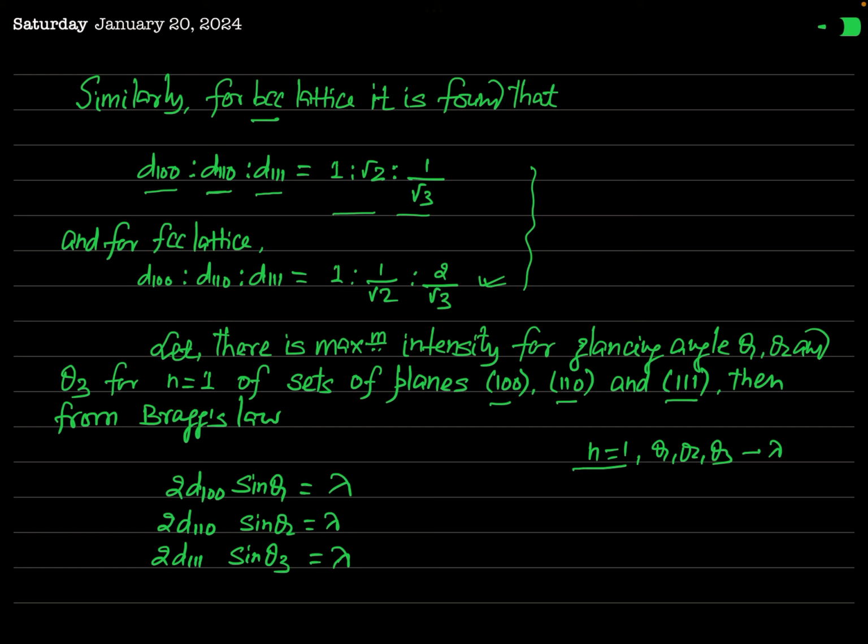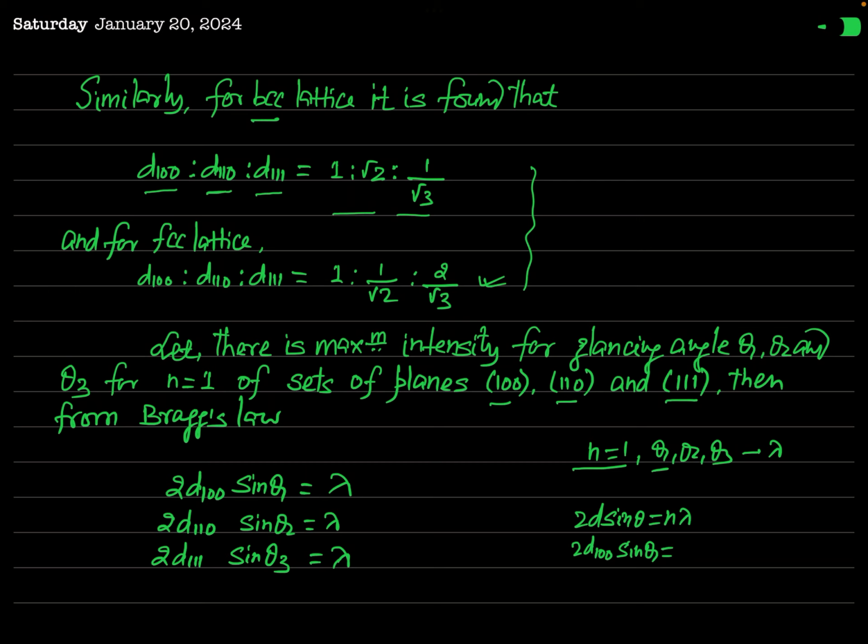Then you know, according to Bragg's law, 2d sine theta is equal to n lambda. This is Bragg's law. So if you are talking about the reflection from the plane 100, then we will write 2d100, and for this we have considered that the glancing angle is theta 1, so we will write sine theta 1.